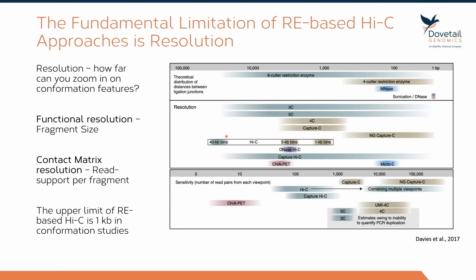But we can see that the larger fragment size really puts a limit on your resolution. You have to generate these 40 kb bins. And then when you start looking at 4 cutters, you can do 5 kb bins to 1 kb bins, but that's really functioning on your read depth, right? How many reads do you have to support this? What is interesting is that MNase is the only approach here that maintains the function, or the contact matrix resolution is the same as its functional resolution, and I'll show you why that is in a few slides.